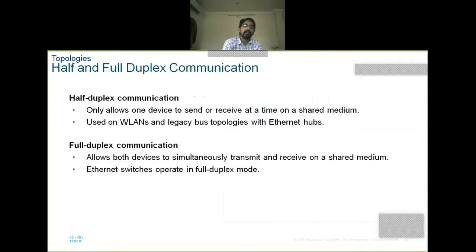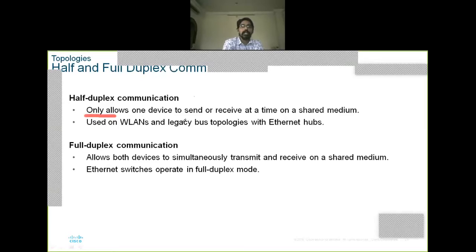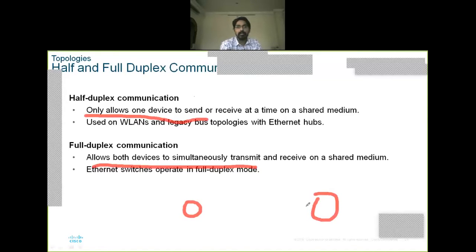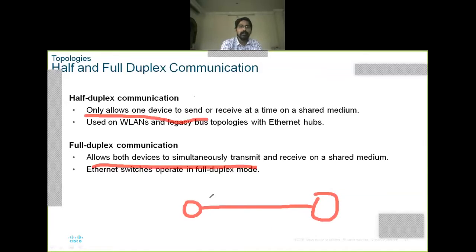Next, half and full duplex communication. What is this? If only one device is allowed to send or receive data at a time, it is called half duplex. Suppose one device is there, another device is there, and I want to make a communication path. If at a given point of time only one device can communicate, that type of communication is called half duplex. If one device is communicating and the other device can also communicate, two-way, this type of communication is called full duplex.